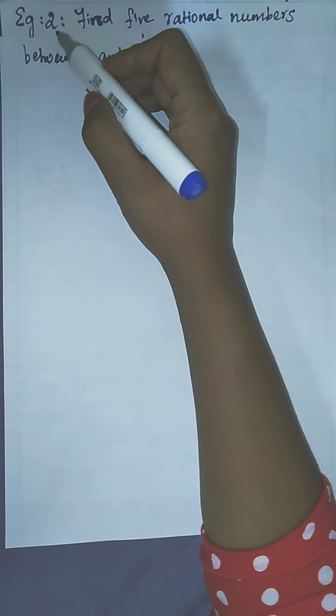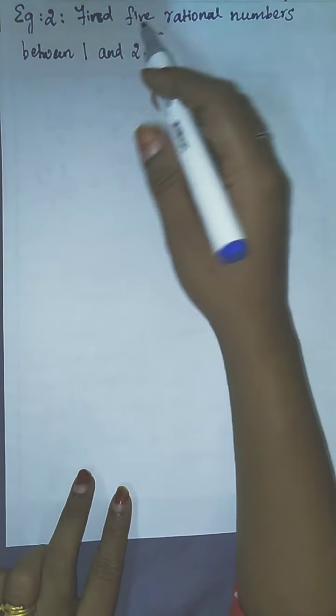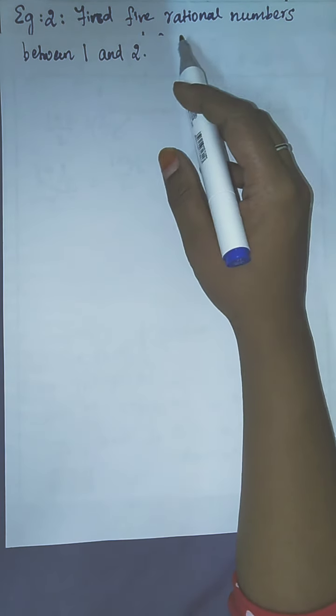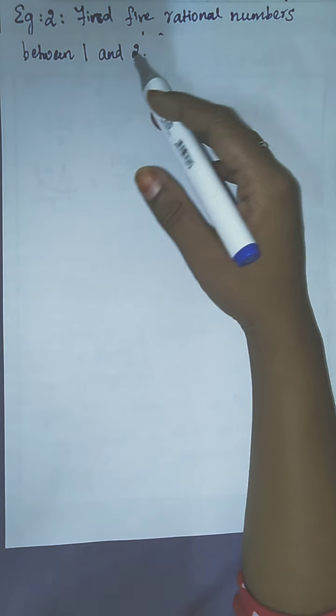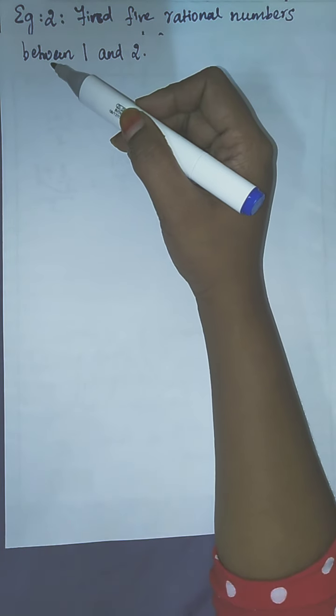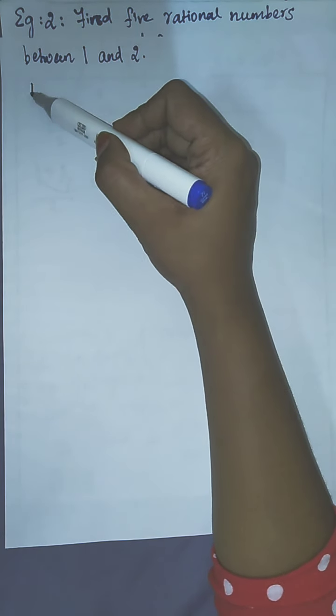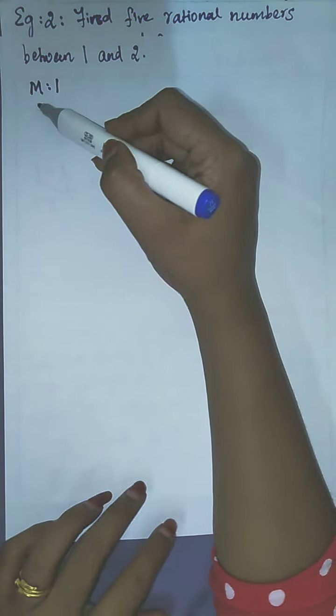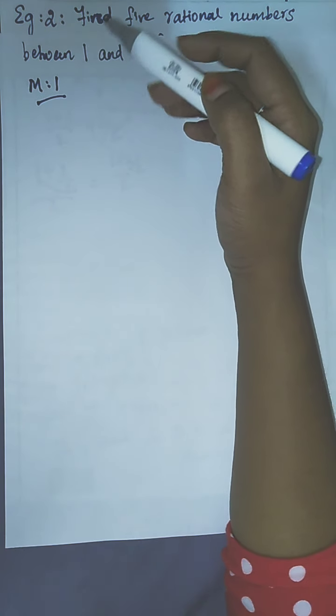This is example number 2 from chapter 1. Here the question is we have to find 5 rational numbers between 1 and 2. Here I am going to explain two methods. First, method number 1. Here I am going to use just the average method.